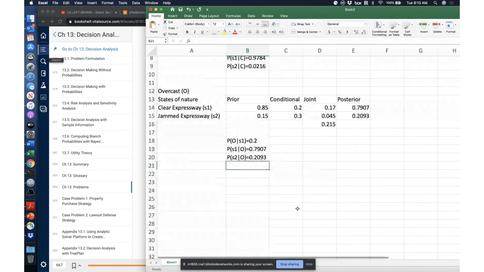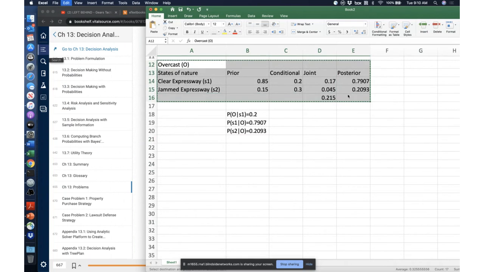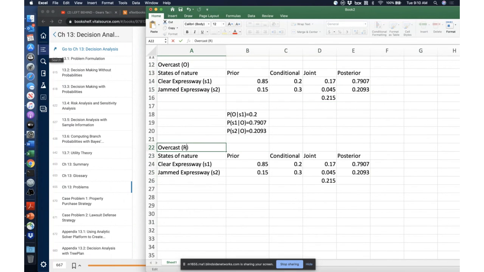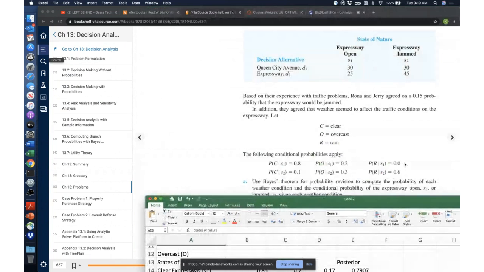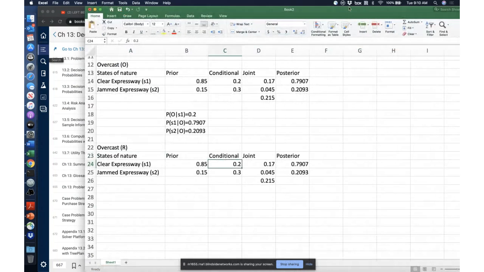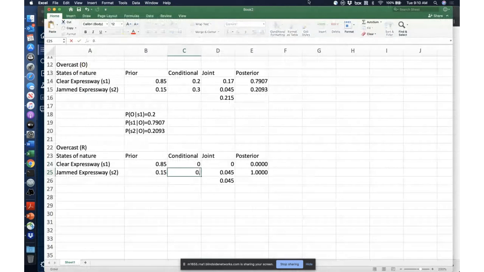Similarly, I can calculate the probabilities. We did overcast and clear skies. Let's do rain. When there was rain, you'll notice that there was no chance of a roadway being clear at all, right? So this probability was 0 and 60, 0. Here the posterior probabilities are pretty clear.